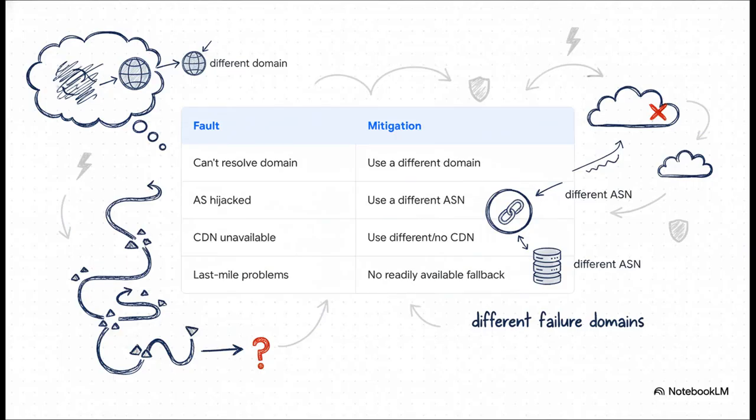And this is exactly how we ensure the collector itself stays available. We have to assume that the same things that break connectivity to our main service could also break connectivity to our collector. So we intentionally place collectors in different failure domains. If the fault is DNS related, well, the collector is on a completely different domain. If our primary autonomous system gets hijacked, the collector is in a different AS. If our CDN goes down, the collector doesn't use that CDN, or maybe any CDN at all. You have to design for failure at every single layer of the stack.